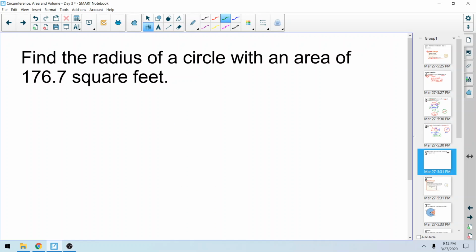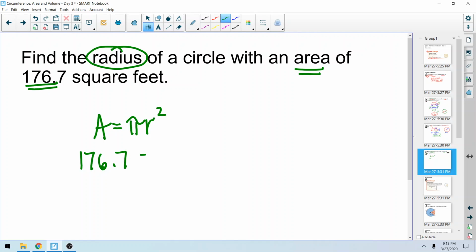One more review problem before we go into something new. Find the radius of a circle with an area of 176.7 square feet. Okay, so here's that keyword. Area equals pi r squared. Now, this time they told us to find the radius, and they told us that the area was this. So for A, I'm going to substitute 176.7 equals pi, again, we know is 3.14, r, I don't know, squared.